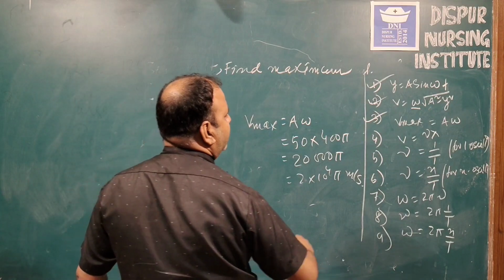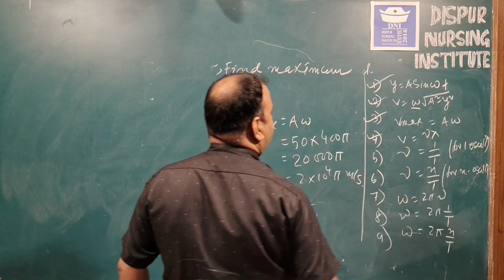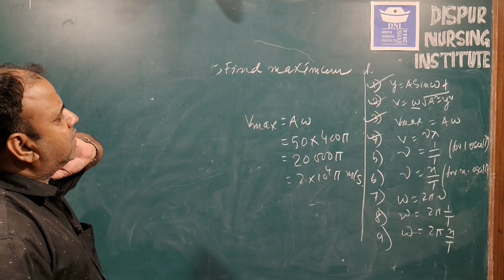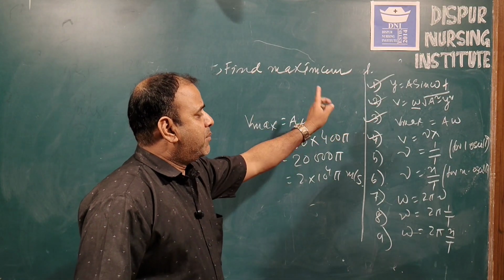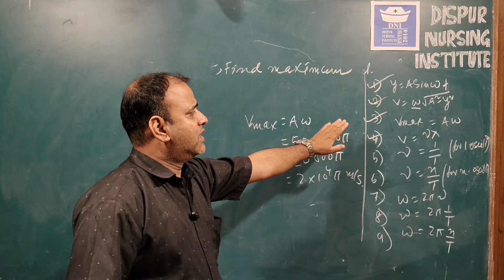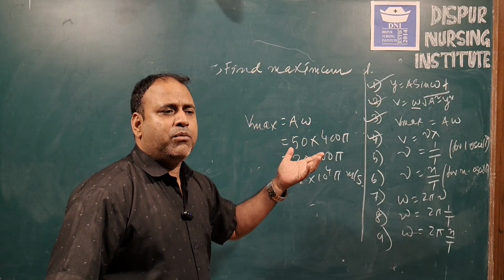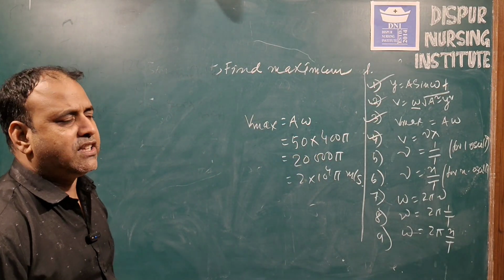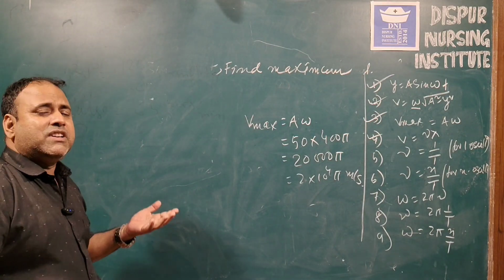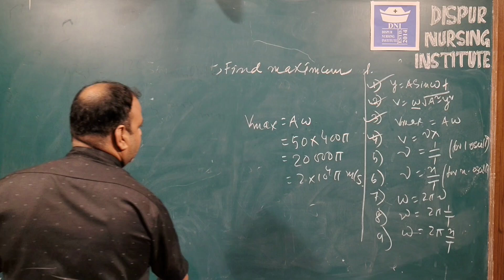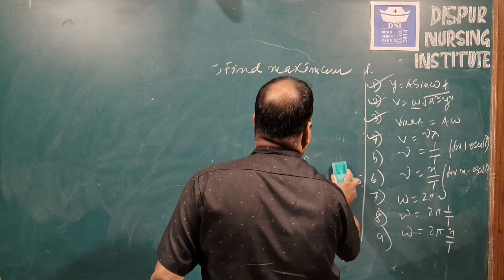Means how we can calculate this part. Besides this one, there is some formula, in case I have calculated maximum velocity. So now we have to discuss one more topic, which is called maximum acceleration. That means how we can calculate the maximum velocity and maximum acceleration. So first you see maximum acceleration.